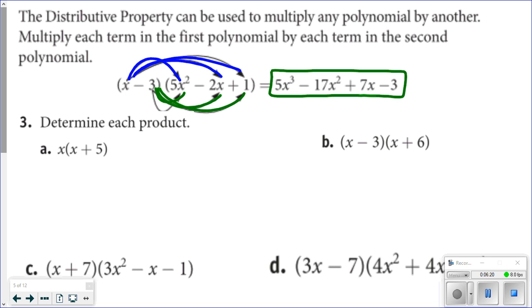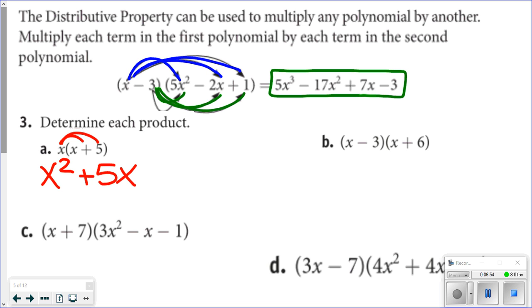They didn't show you every step there. But you know how to do 3a and 3b. So you can use the box method or you can distribute. Pause the video, do 3a and 3b. X times x is x squared. X times 5 is 5x, and we can leave our answer like that.